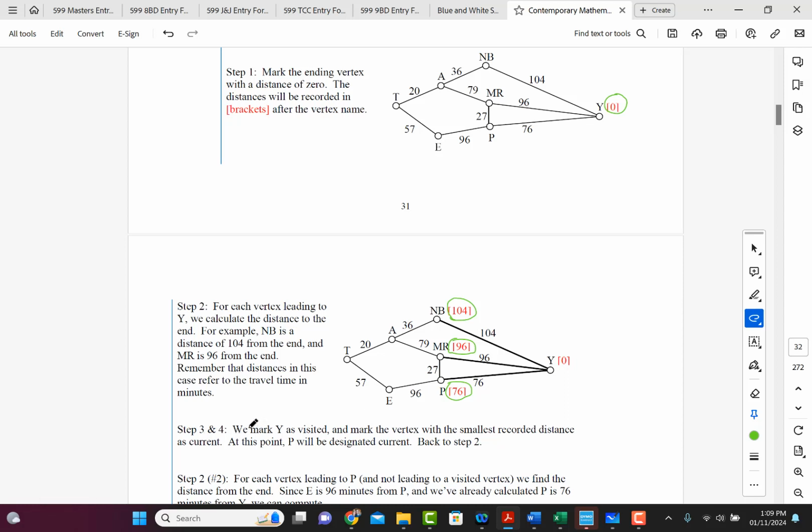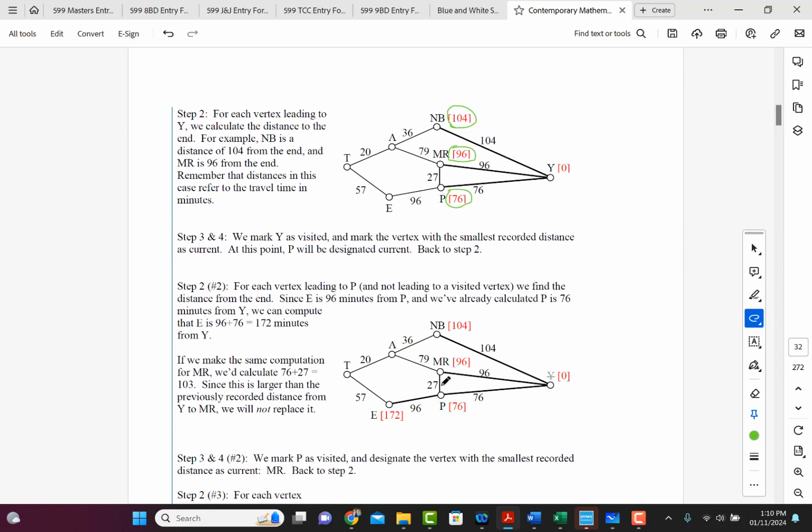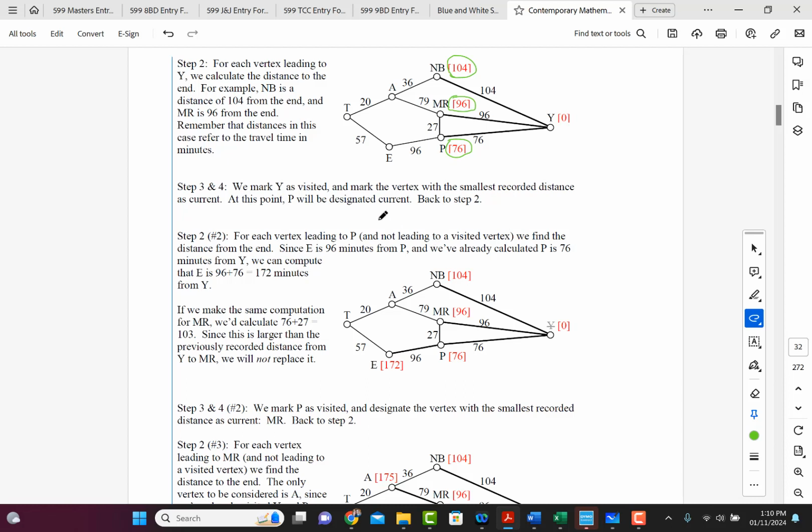Now, steps 3 and 4 say we mark Y as visited, so we're never going to go back to that. And then mark the vertex with the smallest recorded distance as current. So of these three times, 76 is the lowest, and so at this point, it's going to be P. So P is going to be marked as current. So now we go back to step 2.